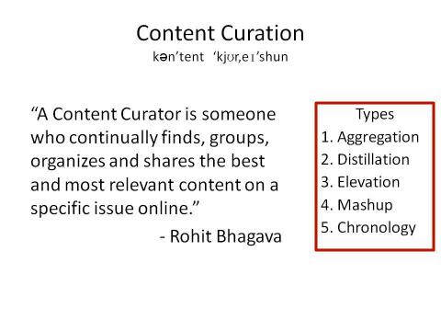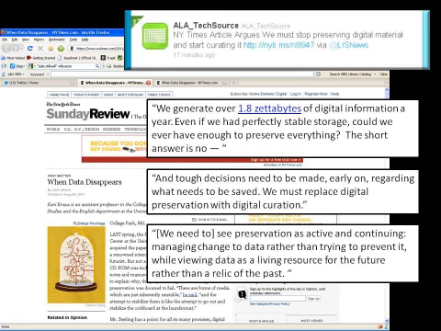So what types of activities are included in content curation? There's aggregation, there's distillation, which would be adding value or analysis. Elevation, which is what I do on Twitter when I retweet things, would be promoting information to others. Mashup would bring together sort of disconnected information to make new knowledge, and a chronology would be just that. A great piece in the New York Times recently talks about digital curation as something that's proactive, where you're continually maintaining information in current format so that you don't need to preserve it after the fact.